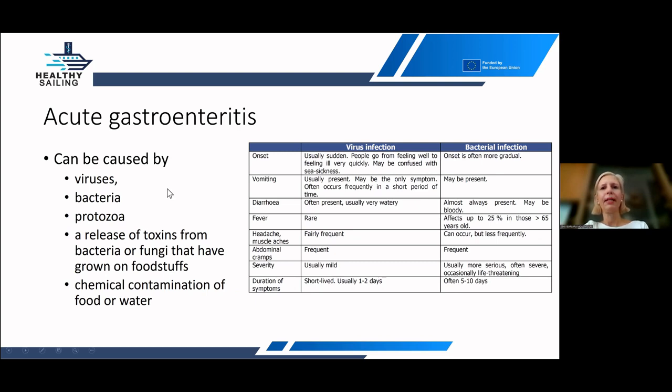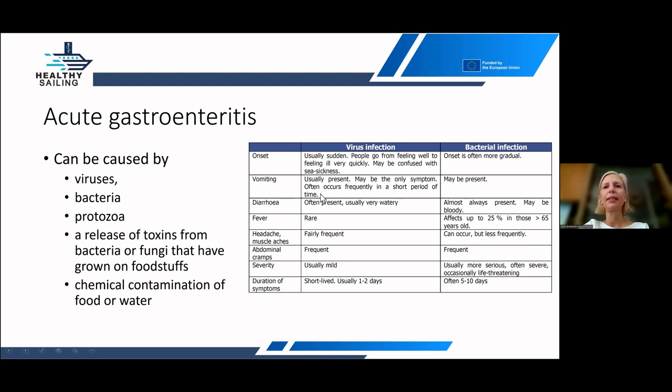For cruise ships specifically, the most common agents are viruses, and acute gastroenteritis is specifically caused by norovirus. There are differences between virus infection and bacterial infection in regard to the onset of symptoms, the incubation period. For viral infection, this is sudden and ranges between 24 to 48 hours. For bacterial infection, it is usually longer.